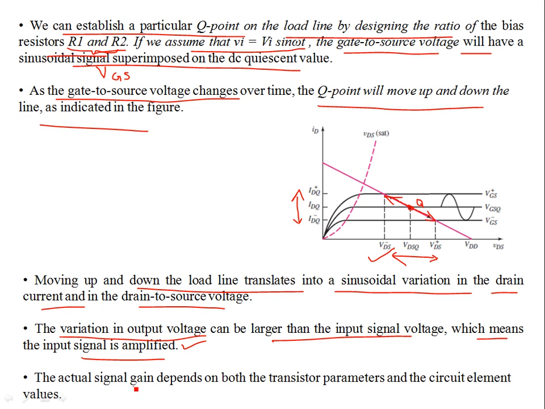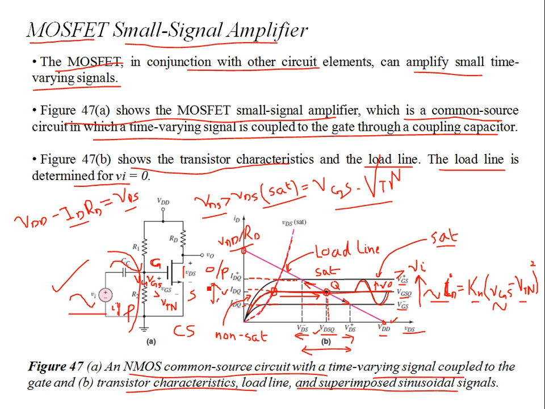The actual signal gain depends on both the transistor parameters and circuit element values. If you have to determine the actual gain, then you have to first work out the small signal model, which we will develop later on. And if it is an actual MOSFET, you need to consider the forward resistance as well. So for the given parameters of the transistor, you identify the exact voltage gain, and then you can find exactly how V naught is related to VI, with what ratio the output voltage has increased with respect to VI. So that's all.